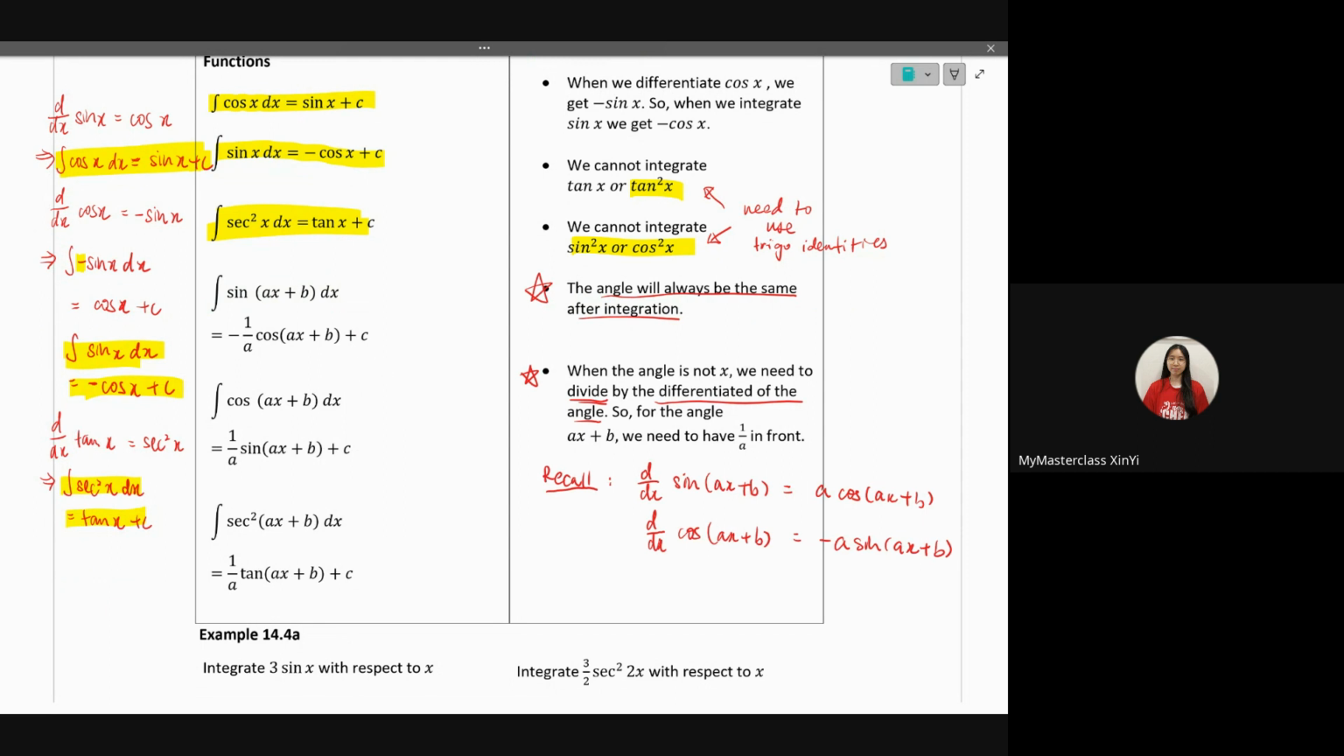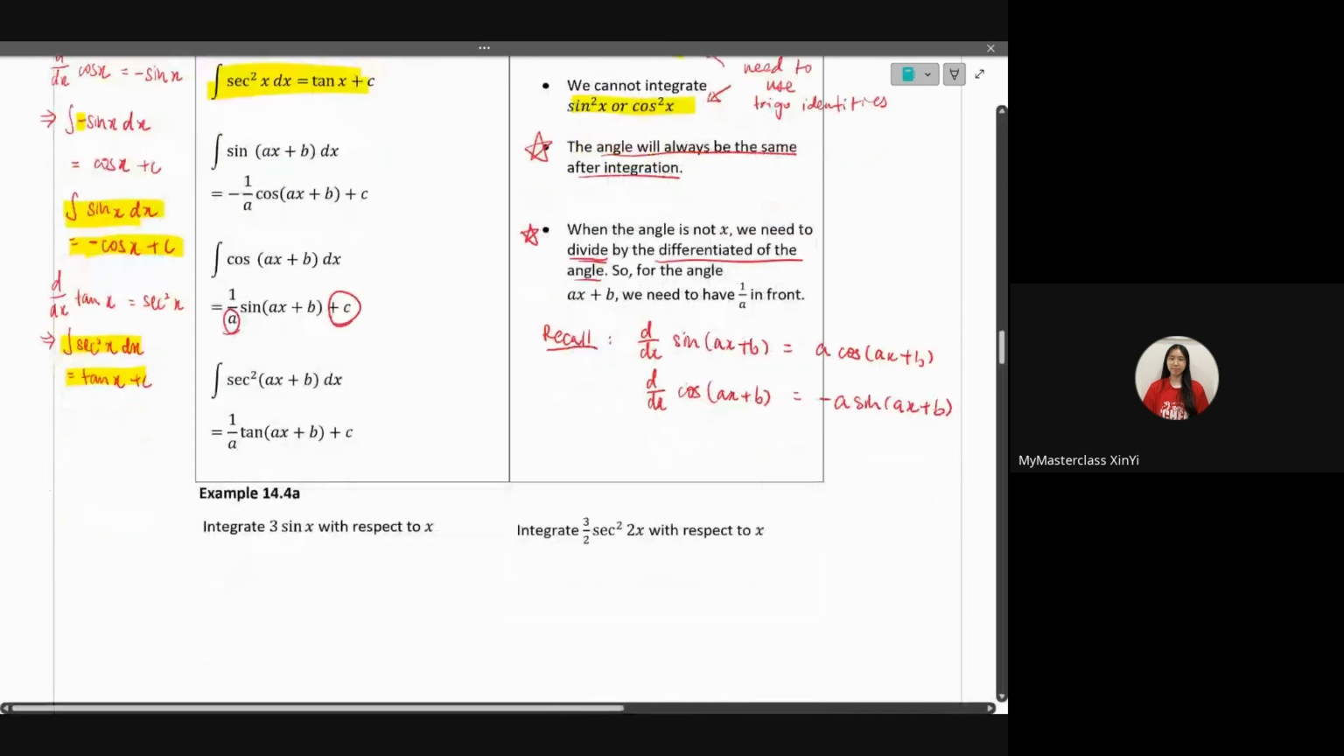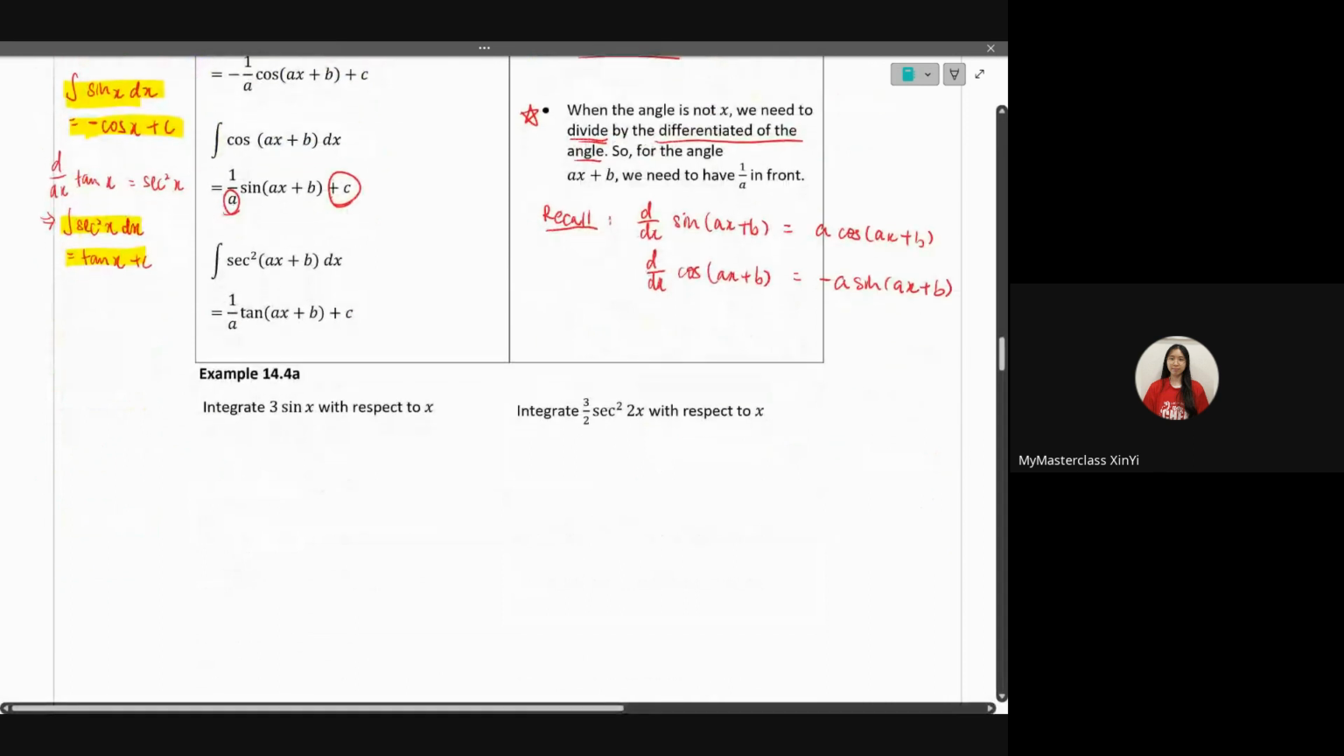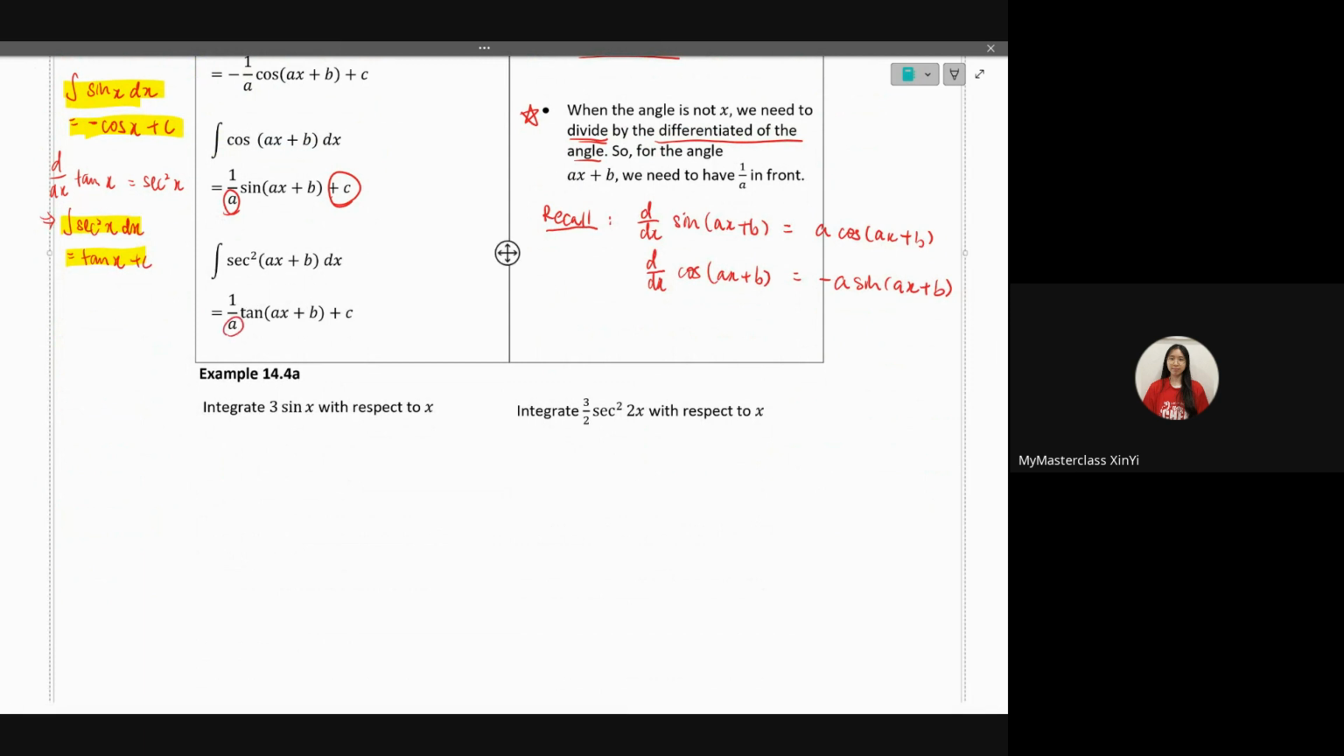Same thing when I integrate cosine(ax + b), I will get sine(ax + b) first, and then I need to divide by the derivative of (ax + b), which is a. Then again add a plus c here. Then when I integrate secant squared(ax + b), I will get tangent(ax + b) first, then divide by the derivative of (ax + b), which is a. Then again plus c here as well.